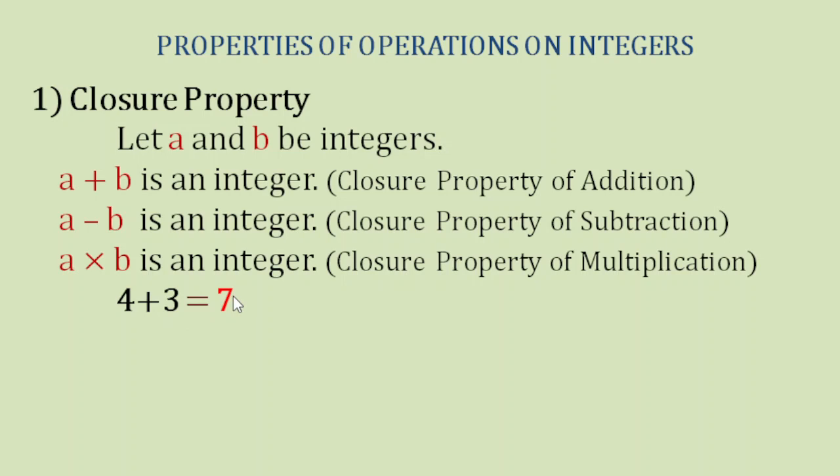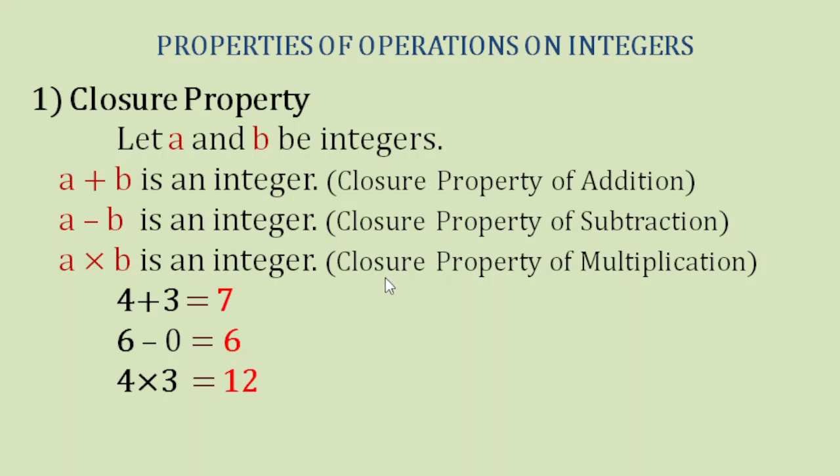4 plus 3 equals 7. Because 4 and 3 are integers, the sum 7 is also an integer. 6 minus 0 equals 6. Because 6 and 0 are integers, then the difference 6 is also an integer. 4 times 3 equals 12. Because 4 and 3 are integers, the product 12 is also an integer.